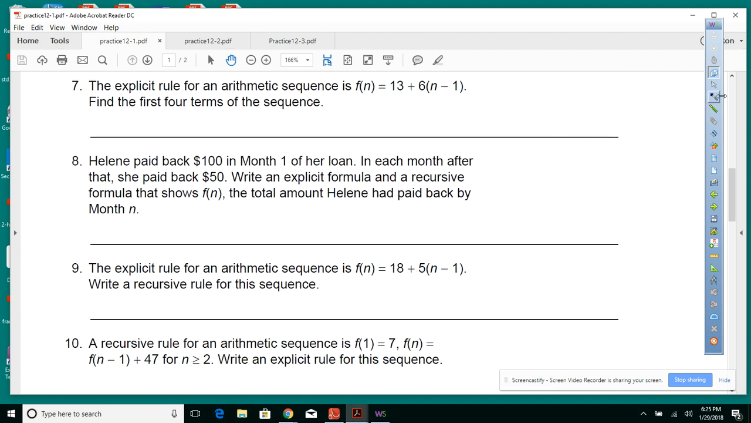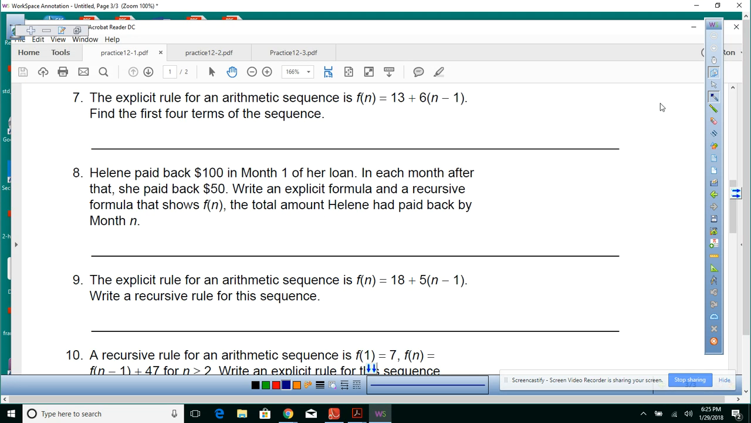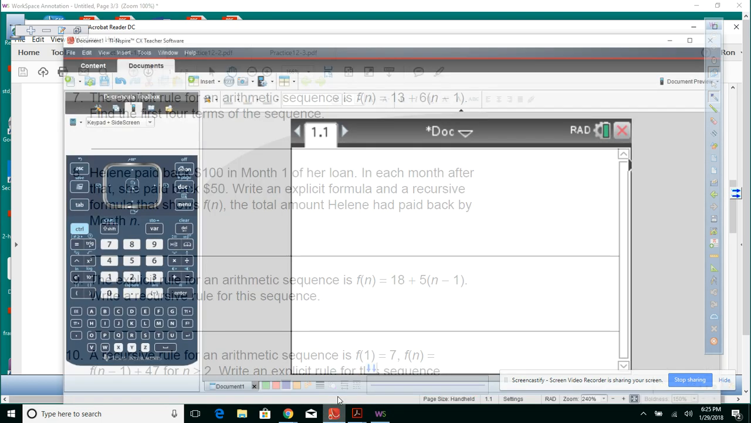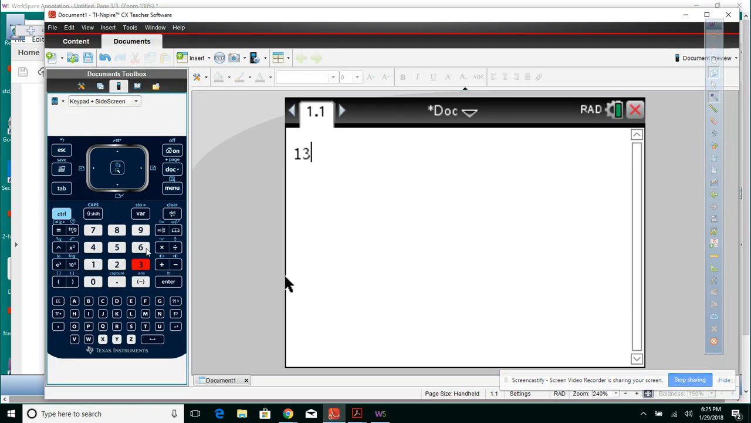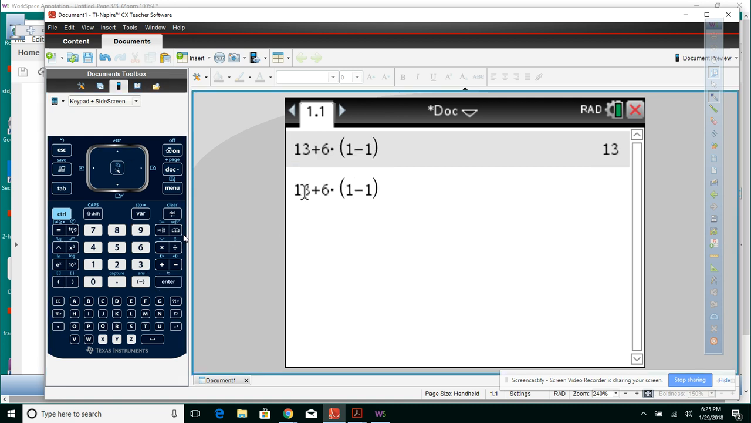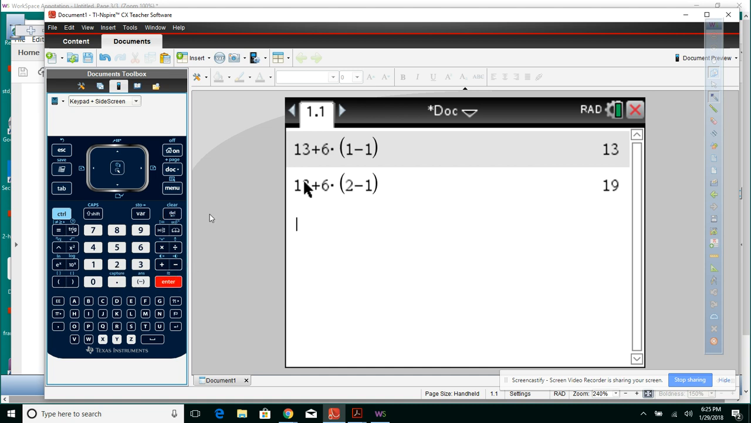Number 7. The explicit rule for an arithmetic sequence is f of n equals 13 plus 6 times n minus 1. Find the first 4 terms of the sequence. So what do we got here? Let's use our calculator. We've got 13 plus 6 times 1 minus 1. All right, go up there and grab that, and we'll change that 1 to a 2. And that gives us 19.